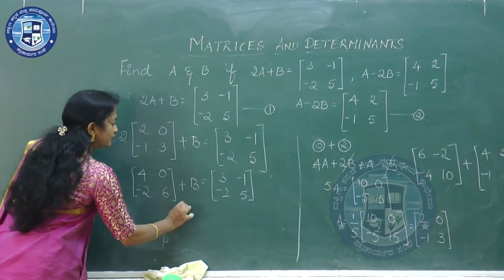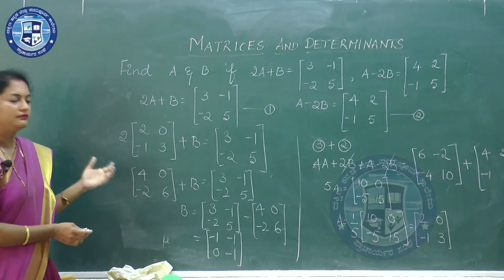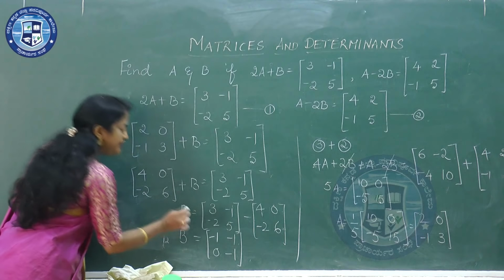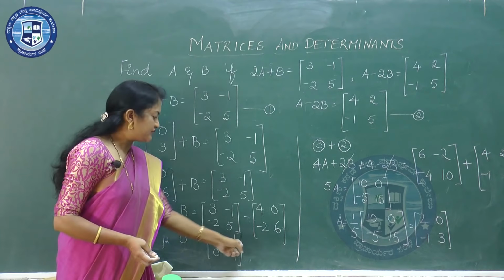When we subtract, 3 minus 4 is -1, -1 minus 0 is -1, -2 minus of -2 is plus 2, so -2 plus 2 is 0, 5 minus 6 is -1. So we will be getting the matrix B as [-1, -1; 0, -1]. This way we will be finding the matrix A and matrix B.